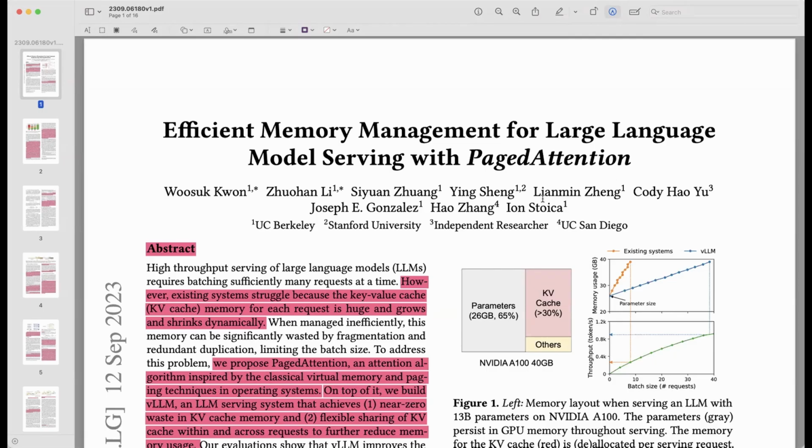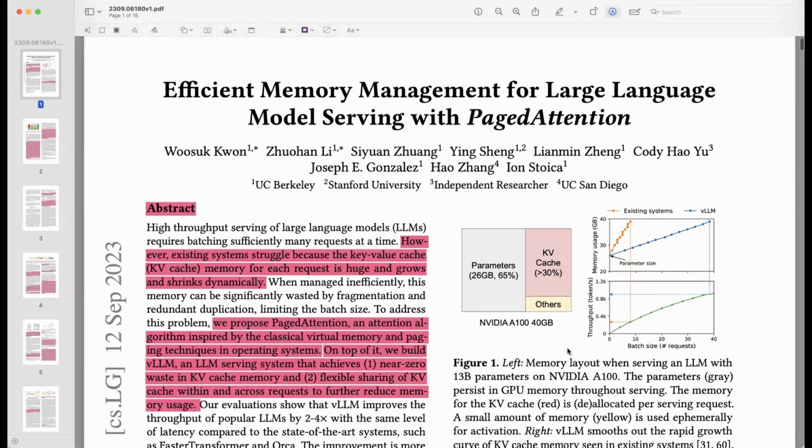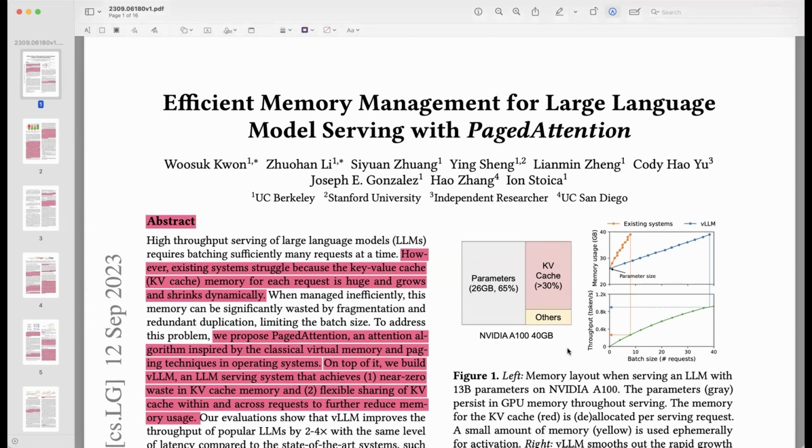Coincidentally, today's topic coincides with vLLM, which is one of the serving frameworks out there for serving large language models in production. The vLLM framework is based on this paper, which is about efficient memory management for KV cache, specifically called PagedAttention. And we'll go through this paper for the rest of the talk.